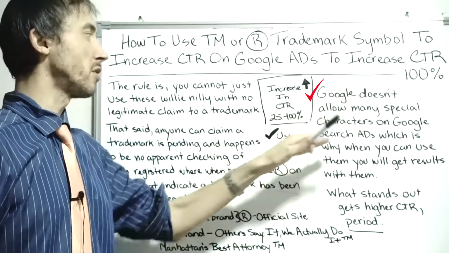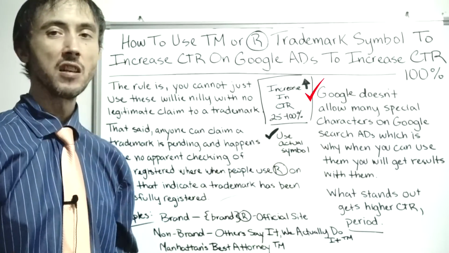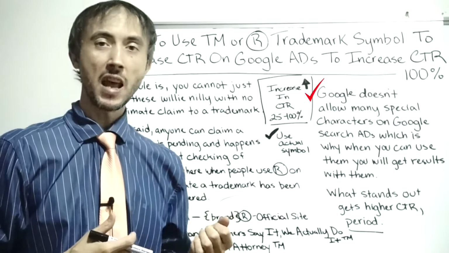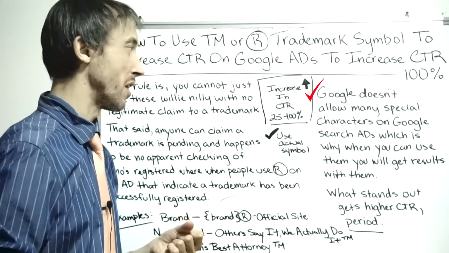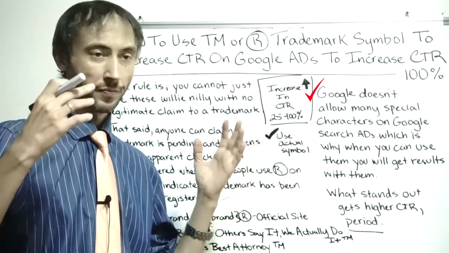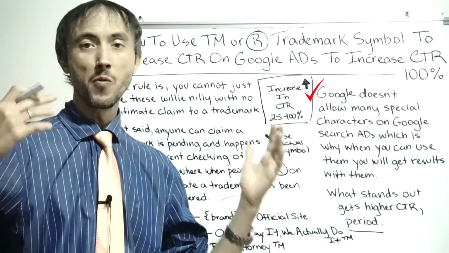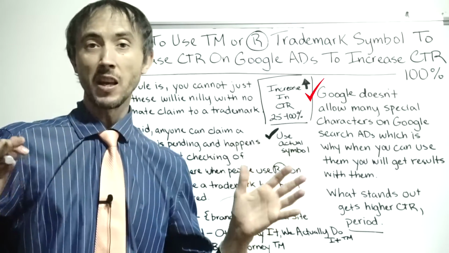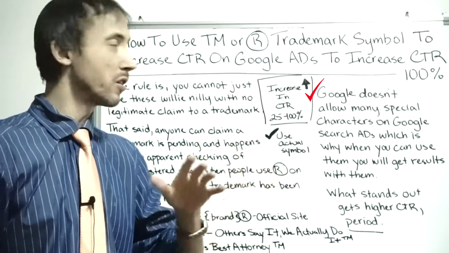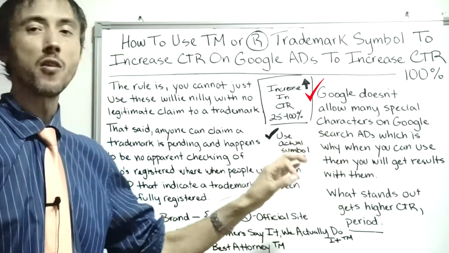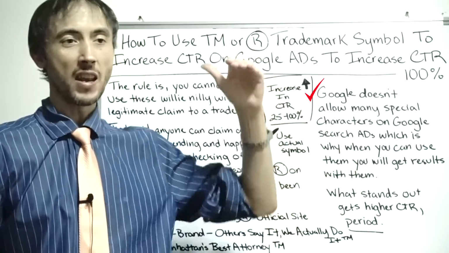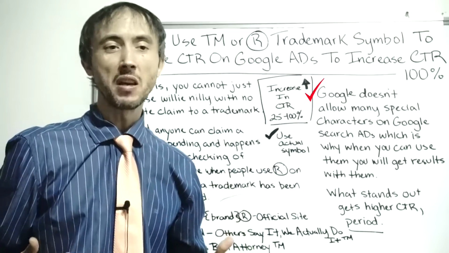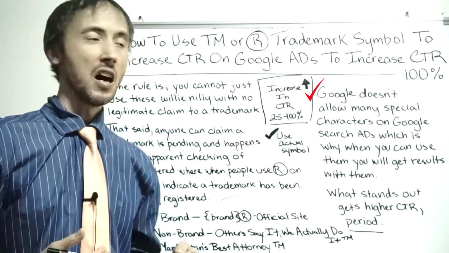Google doesn't allow many special characters on your Google search ads. You can't use exclamation points even anymore, which sucks because that was always a thing that increased your click-through rates. You can't use pretty much, as far as special characters, virtually anything. But the special characters that you can use are the ones that, like if you're doing Spanish, that little curvy sign above the letter, you could use that because that's a legitimate, you kind of have to use that.